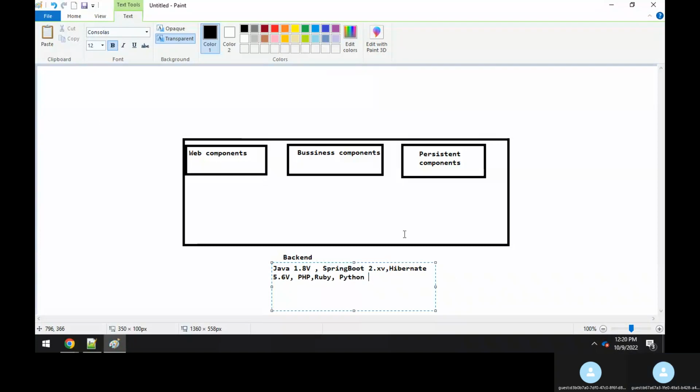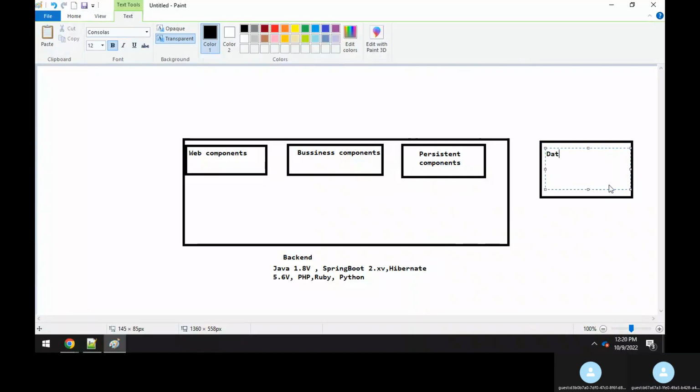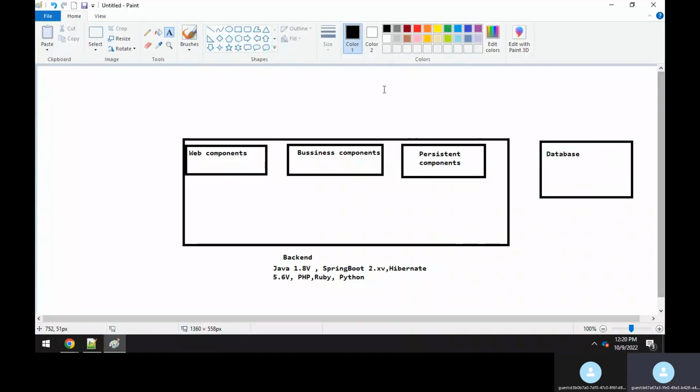Whenever you want to store any application data, you store all your data in a database. So you will have one database component here, and your backend component always communicates with your database like this.